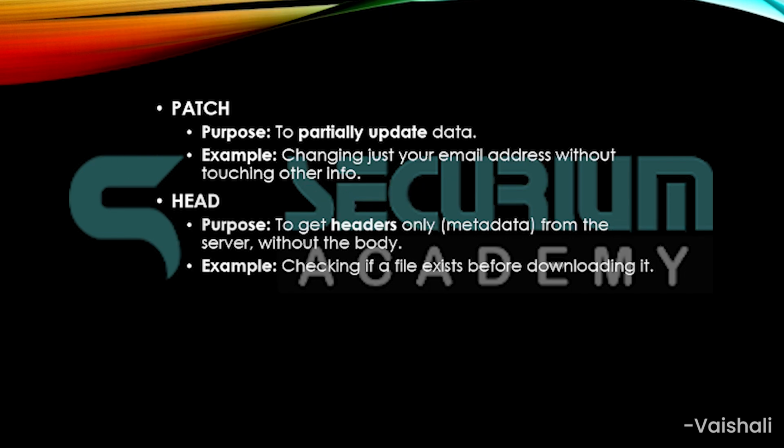Now the PATCH method. The purpose of the PATCH method is to partially update data. For example, changing just an email address without touching other information. Now the HEAD method. The purpose of the HEAD method is to get headers only, metadata from the server without the body. For example, checking if a file exists before downloading it.